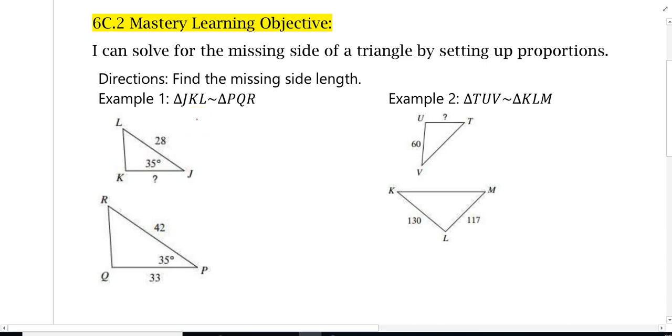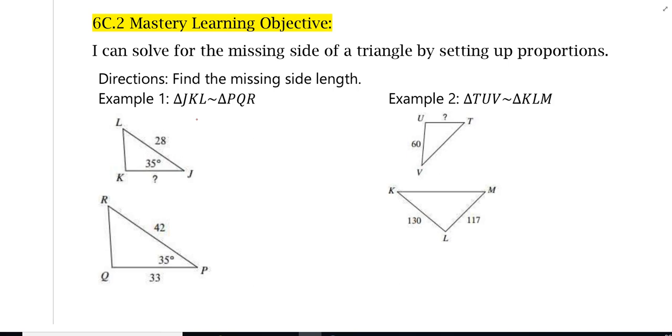Hey guys, in this video we're going to be covering activity 6C.2. Our mastery learning objective is I can solve for the missing side of a triangle by setting up proportions. So one of the biggest things for this section is being able to identify which sides are congruent to each other, and we do that by looking at our similarity statement.